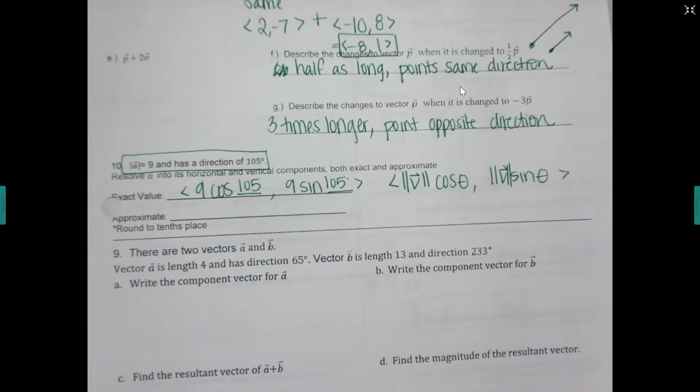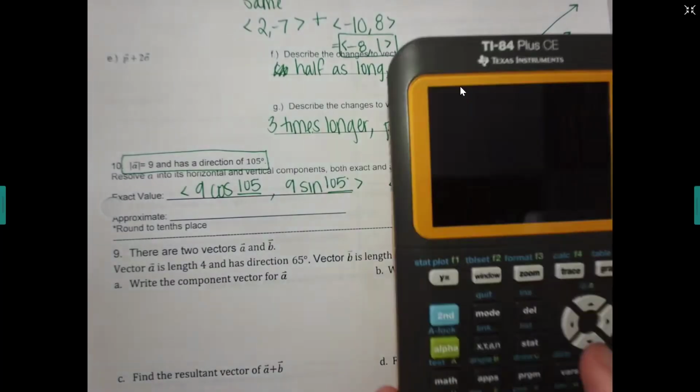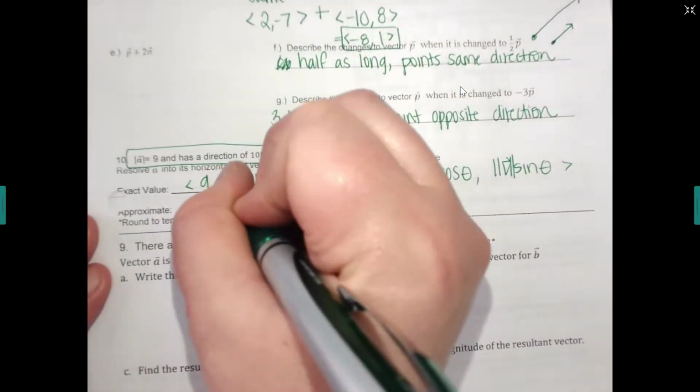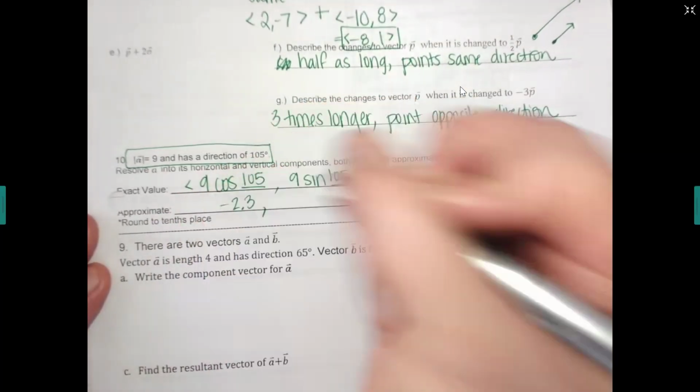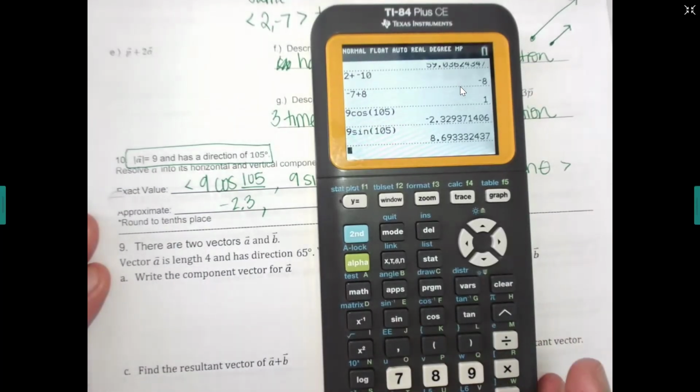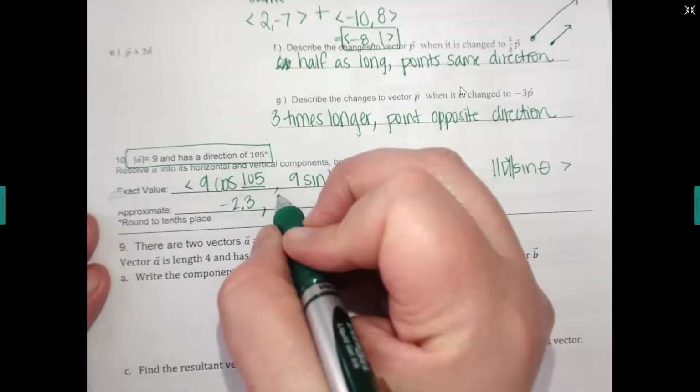Okay, now look, that's the exact value. What do they want you to do when you're rounding to the 10th place? Put both of those into the calculator. See what those numbers are. So type in 9 cosine 105. That's your X. So 9 cosine 105 gives me -2.3. And then 9 sine 105 gives me 8.7.